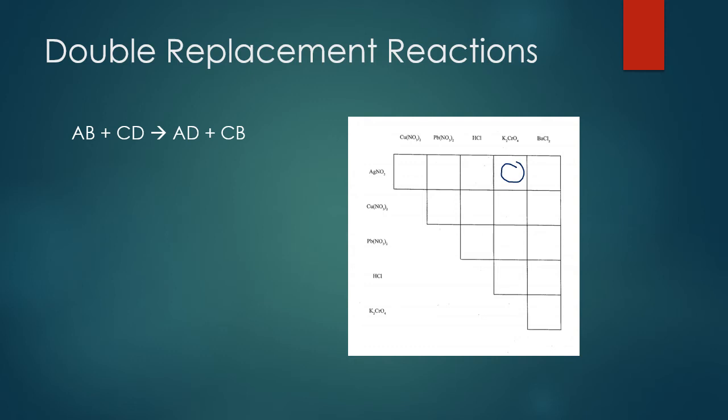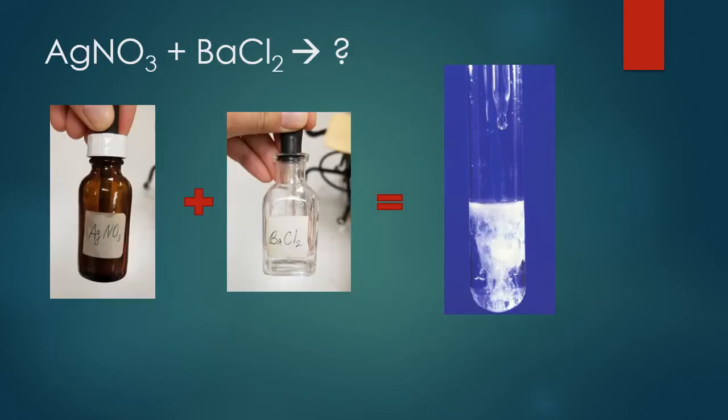Next, we're going to be looking at silver 1 nitrate reacting with barium chloride. Both are clear colorless solutions. When they are added together, this is the results.